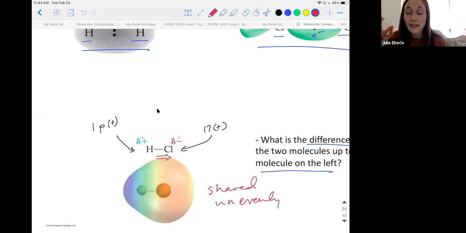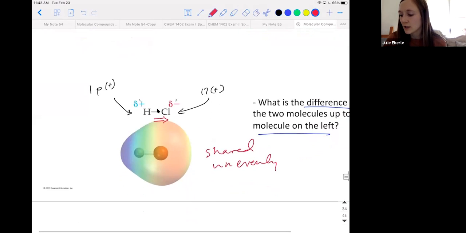Anytime you have something like this, the electrons are going to be pulled towards the element that has a higher affinity or desire for electrons. And it could be based on how many protons are in the nucleus, okay? Does that make sense? That's the basis of what a polar bond is and how you get a polar bond.